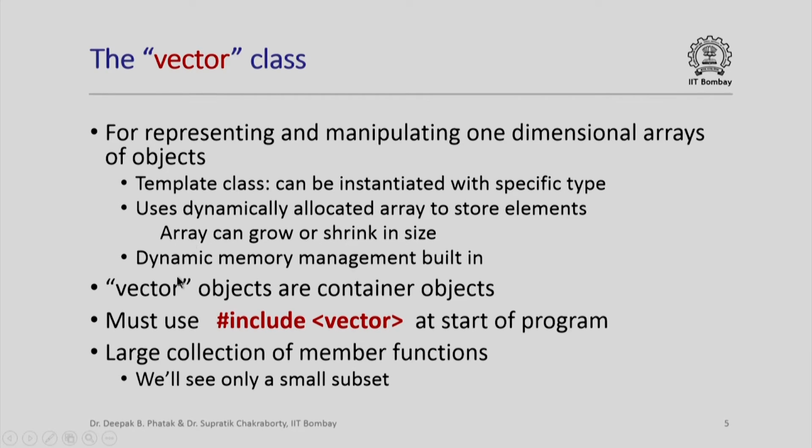Vector objects are basically container objects. We have studied about container objects in the last lecture. These are basically objects that hold a collection of objects of some other type. So, vector objects are really container objects. We must use #include <vector> at the start of a program if we are trying to use the vector class from the C++ standard library.